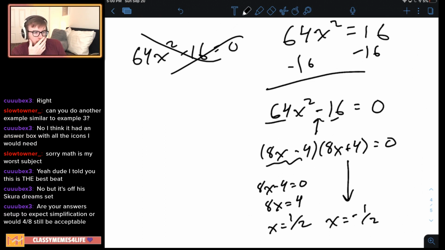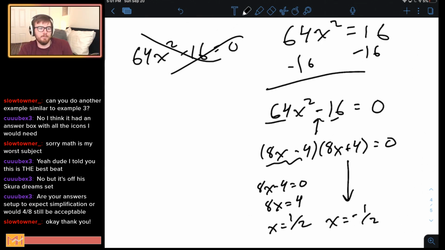Are your answers set up to expect simplification, or would 4/8 still be acceptable? No, I expect kids to reduce. If a kid falls victim to typing the wrong thing and they get marked right or wrong, I'll give them the points and I'll say, I won't do this for you next time. If they message, hey, I had 4/8 instead of a half, I'll give it to you this time, but you need to reduce. I'm not gonna manually change your score every time, because the point is it gets auto graded to a half, and I have to go out of my way to mark 4/8 correct.